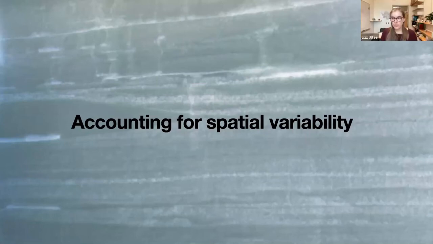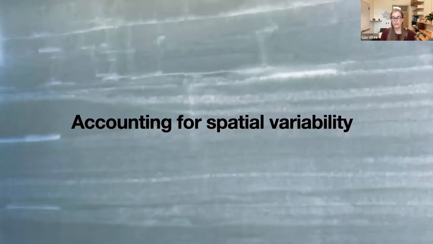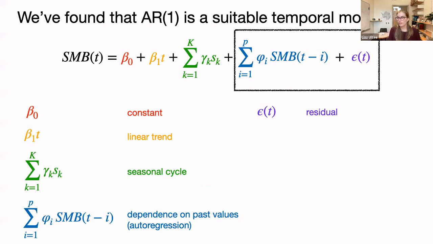So I've mentioned that we've fit a simple temporal model, which we can use on relatively short timescales, decadal timescales, to pursue some initial research questions. Our low order autoregressive fits are an acceptable fit to the aggregated catchment scale time series. Next, we'd like to account for spatial variability. So we found that AR1 is a suitable temporal model.